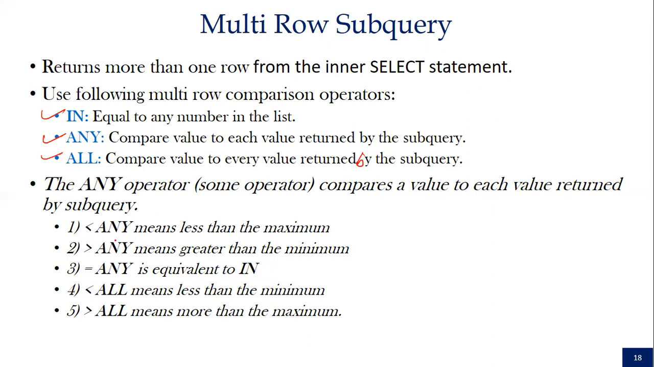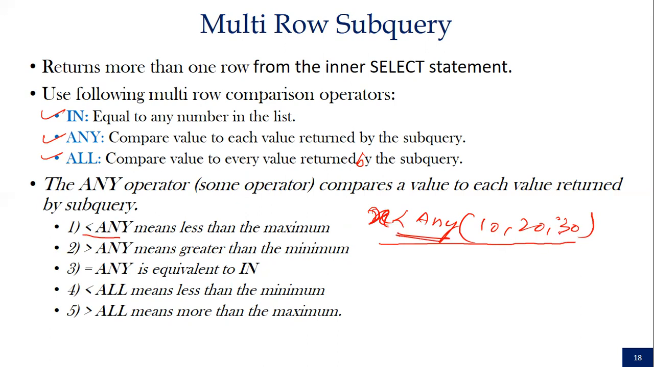If I write less than ANY, for example x less than ANY of 10, 20, 30, what is the meaning of it? Less than ANY means less than the maximum. If the value is less than the maximum, then we can say the condition is true. Okay? Yes, sir.